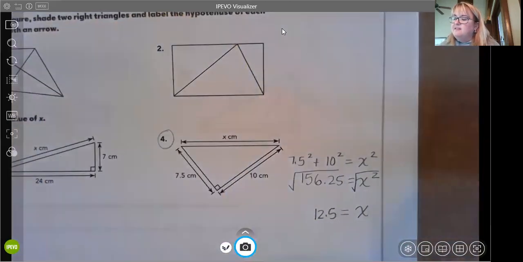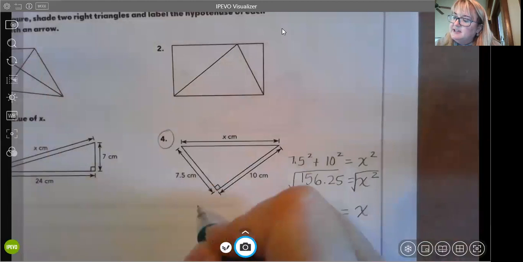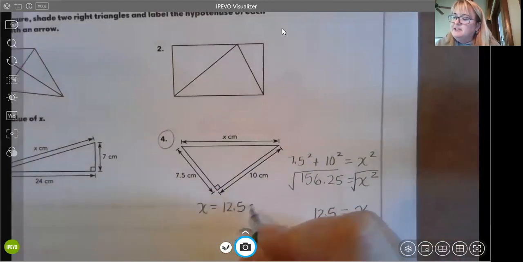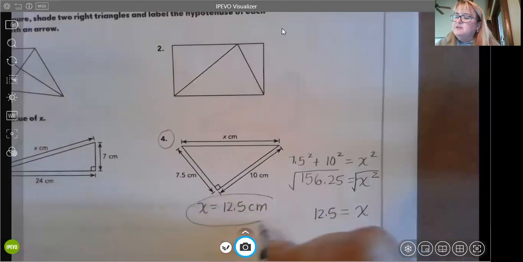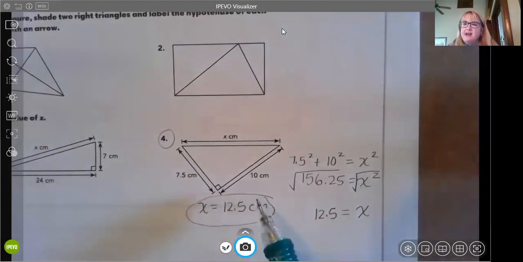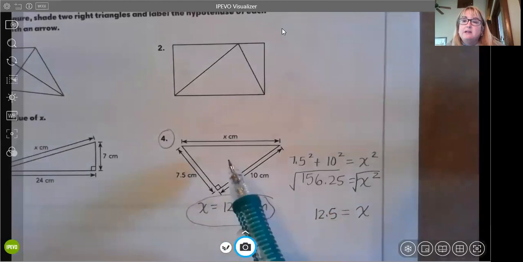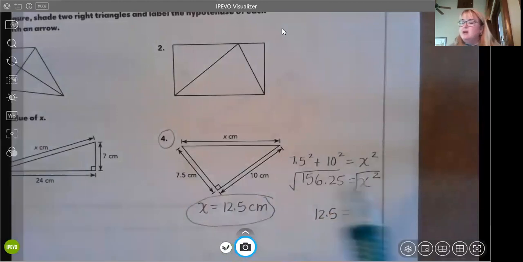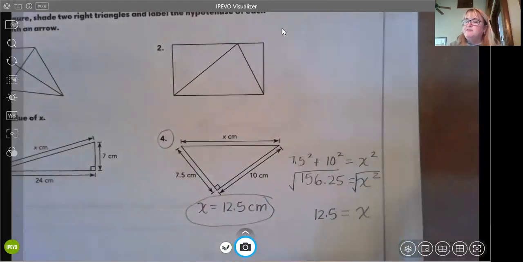So the length of x is 12.5 centimeters. So as you can see, we use the Pythagorean theorem to figure out an unknown side length. The main thing you need to figure out is which ones are your legs, which ones are your hypotenuse, and then put them in the correct side. All right, let's look at another one. Let's look at number 5.